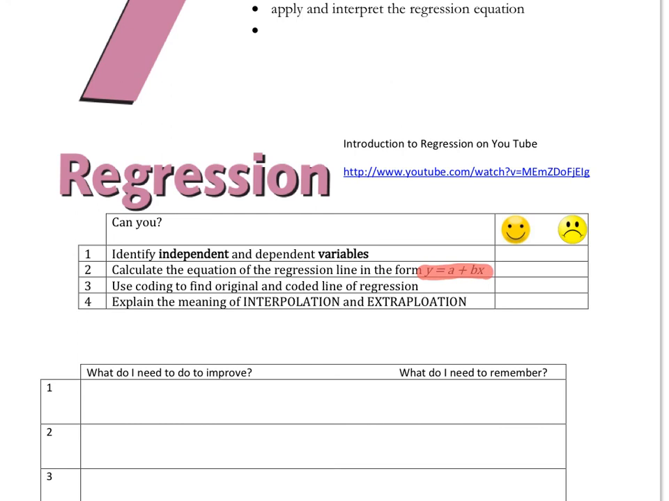We're going to have a look at coding, and we'll also look at the meaning of interpolation and extrapolation when it comes to the graph of the straight line. I think that should be extrapolation. Okay, let's move on then.